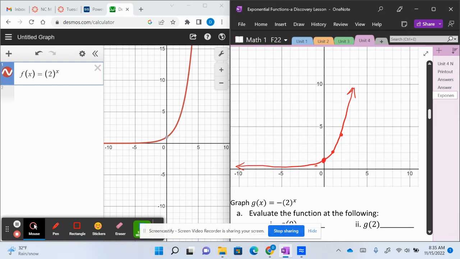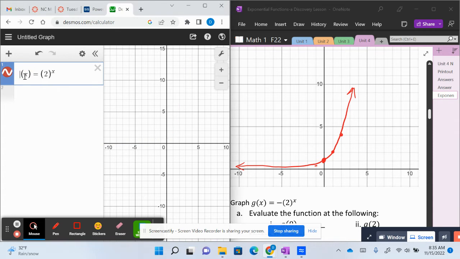Are you with me or are you not with me? Okay, let's go to g of x. So I'm going to use the same function. I'm going to change the f to a g. And the only thing that we're changing is g of x has a negative outside of that 2 parenthesis. So, I wonder what's going to happen. Any ideas? What happened to our graph?